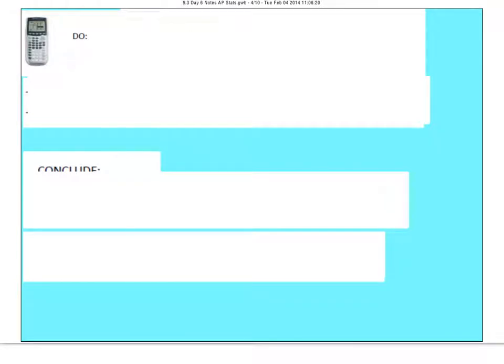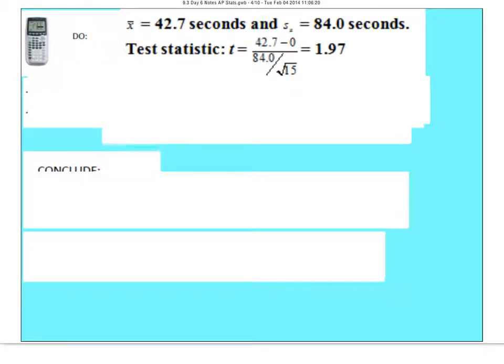So once I have my 12 differences, I'm personally going to put them in my calculator in list 1 and then do a one variable stat. If I do that, the mean difference is 42.7 seconds and the standard deviation is 84. My test statistic, because it's the means, is just my sample minus my hypothesis, which was 0, over the standard deviation over the square root of the sample size. And sorry, I guess the sample size was 15 and not 12 as I had mentioned earlier. Our test statistic is 1.97.